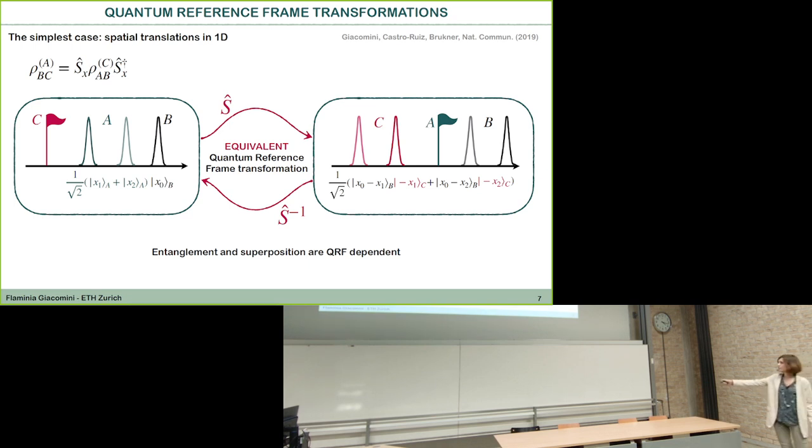So this is a very general feature of quantum reference frames, that entanglement and superposition are quantum reference frame dependent. And they're not just properties that are defined a priori.